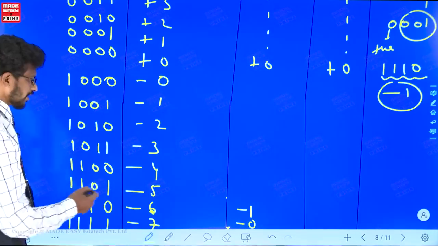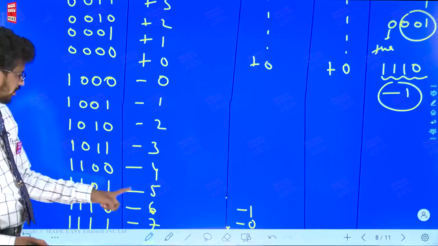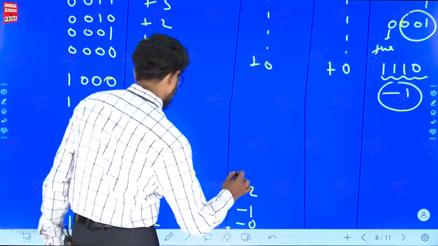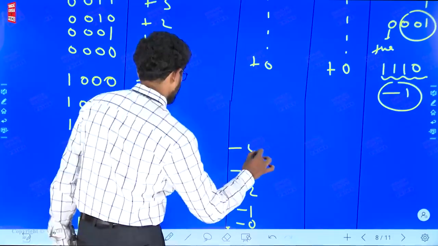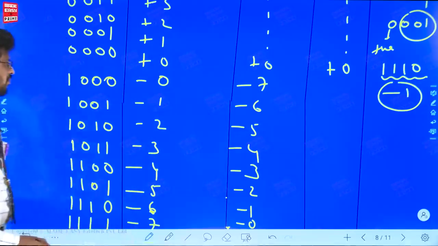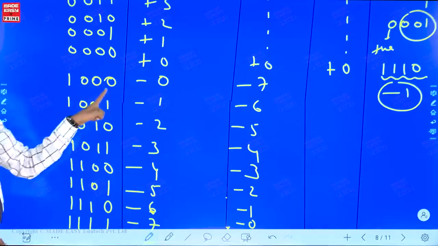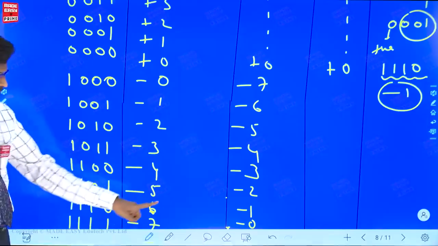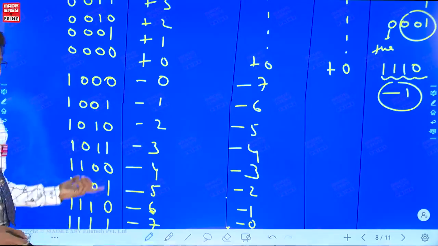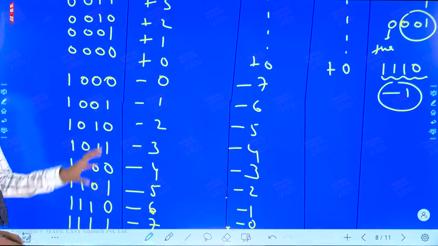Now tell me, the next value should be how much? 15 minus 5. So you subtract this value. This is actually minus 2. This is minus 3. This is minus 4. Minus 5. Minus 6. This is minus 7. It means in the 1's complement technique, minus 7 is given as 1000. And this is actually the minus 0 quantity. That is the difference here, because the 1's complement of all zeros is all ones. That's about the 1's complement and sign magnitude technique.